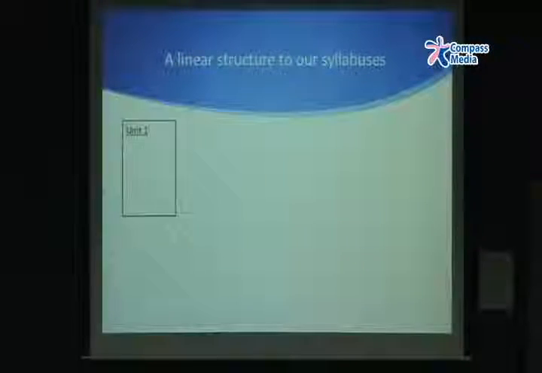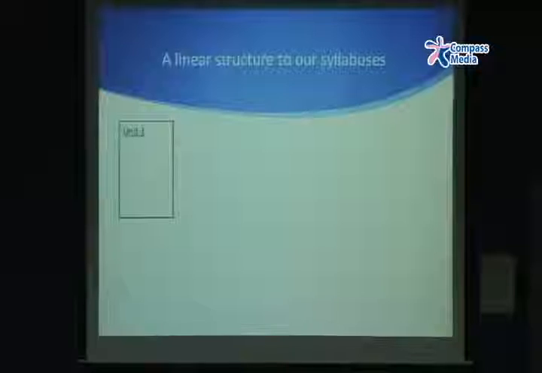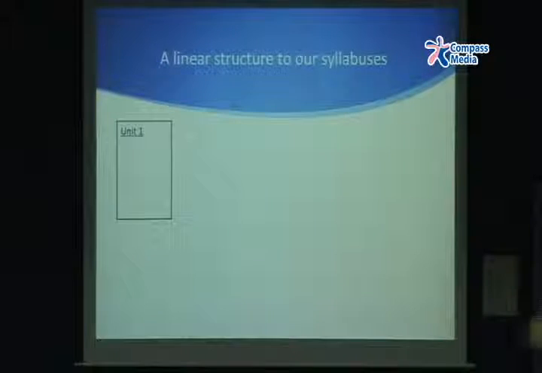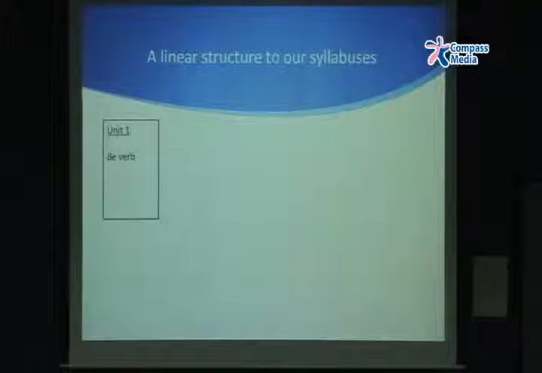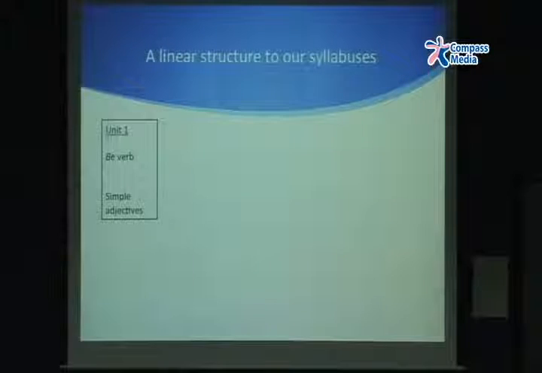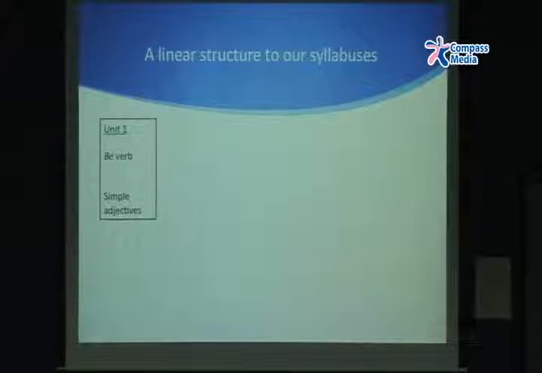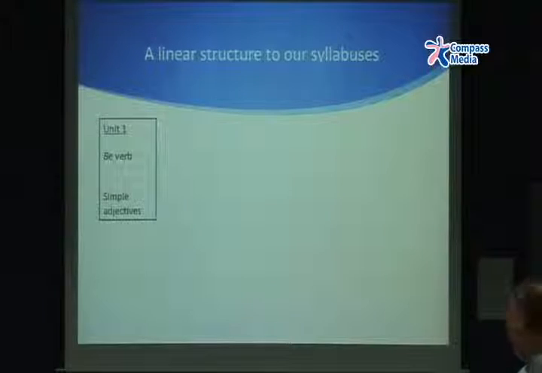So, let's take, for example, a typical course book. This is Unit 1. I'm not saying a Compass course book, but any course book by any publisher. They all have the same basic design. We have Unit 1, let's say we're starting with be verb, and we're doing simple adjectives. I'm hot, I'm cold, he's tired.